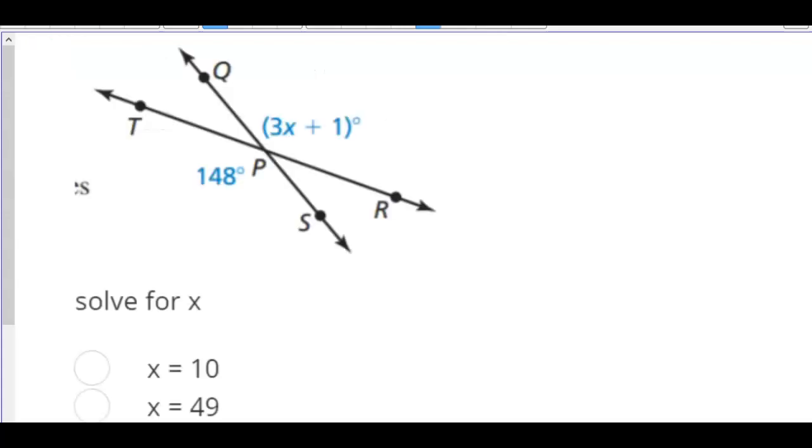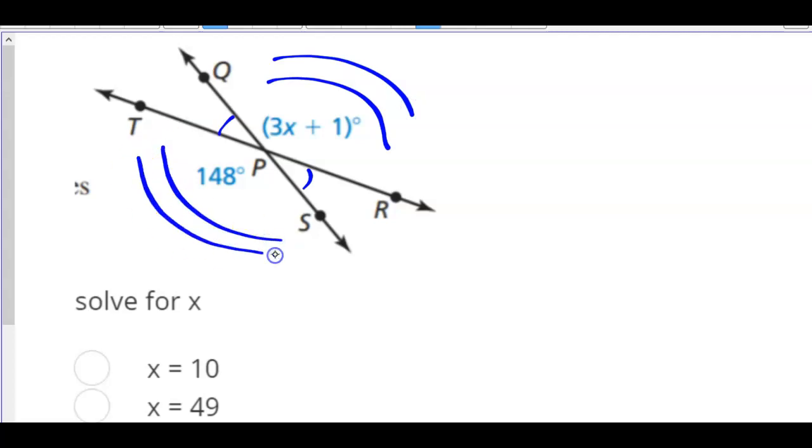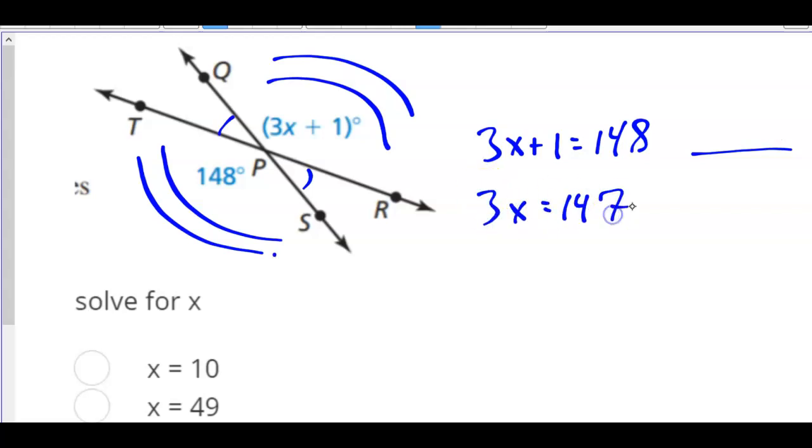All right, vertical angles. We just learned this. That means this is equal to this, and more importantly, this is equal to this. So we're going to use 3x plus 1 equals 148. This does not ask you to do a proof, but if it did, I would justify it with the vertical angles theorem right there. That's how I can say this is equal to this. Then using subtraction, and then division. So it looks like that one.